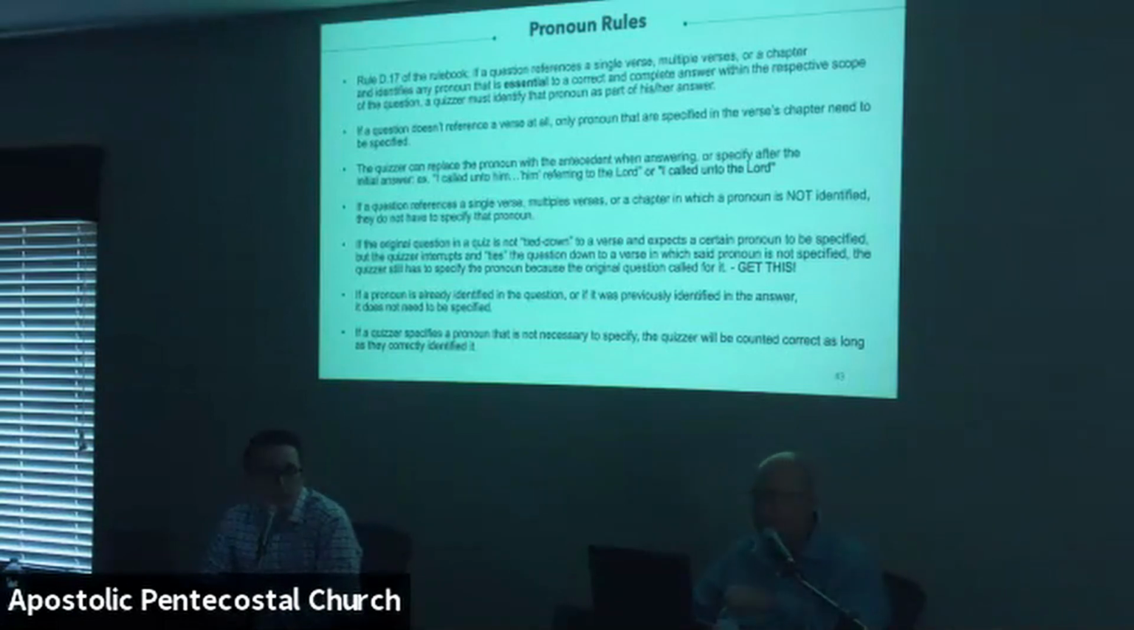What does essential to a correct answer mean? I've seen answers that didn't clarify a pronoun that were in the chapter. Okay, so the only time that a pronoun doesn't need to be specified is if it's not specified within the scope of the question. So if the question is narrowed down to a specific verse, and it's a non-essential pronoun, then by rule, yes, you don't have to.